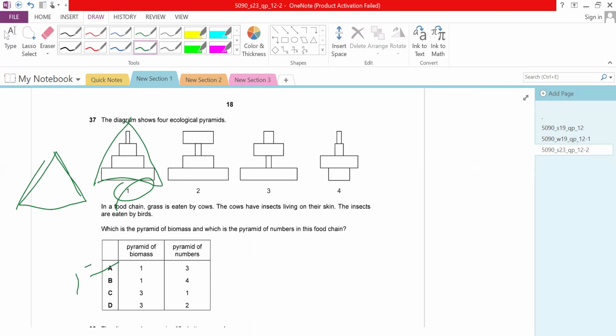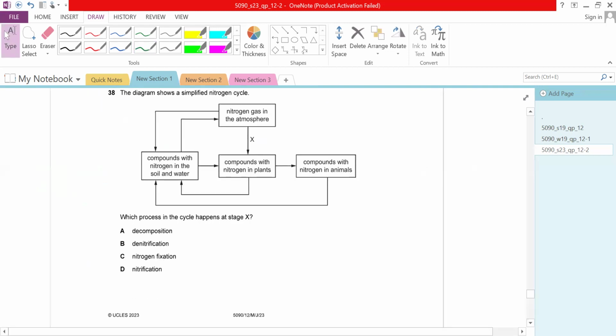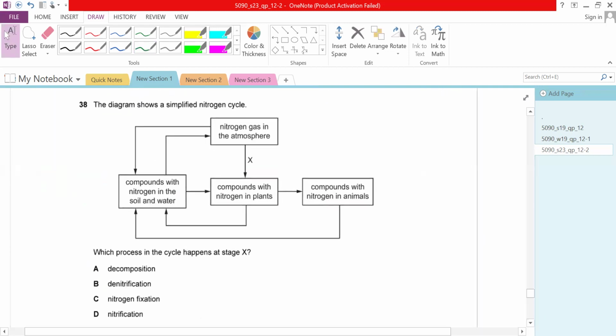But we have two options for this, and you can say that in the food chain, grass is in large quantity. It is eaten by cows. Cows would be in less quantity. Then there are a lot of insects on the skin, and those insects are eaten by fewer birds. So pyramid C is the pyramid of numbers. So option A is correct for question number 37.